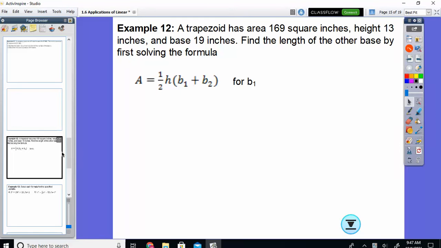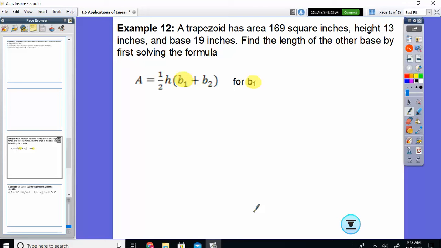So again, these next couple examples are typed on your formula sheet. We have solved all kinds of linear equations. In these, we're not going to get an actual number answer. We are just rewriting it to get a particular variable by itself. So it tells us a trapezoid has an area 169 square inches, height 13 inches, and base 19 inches. Find the length of the other base by first solving this formula for b sub 1. So I'm telling you, here's the formula, and I want you to get b sub 1 by itself.